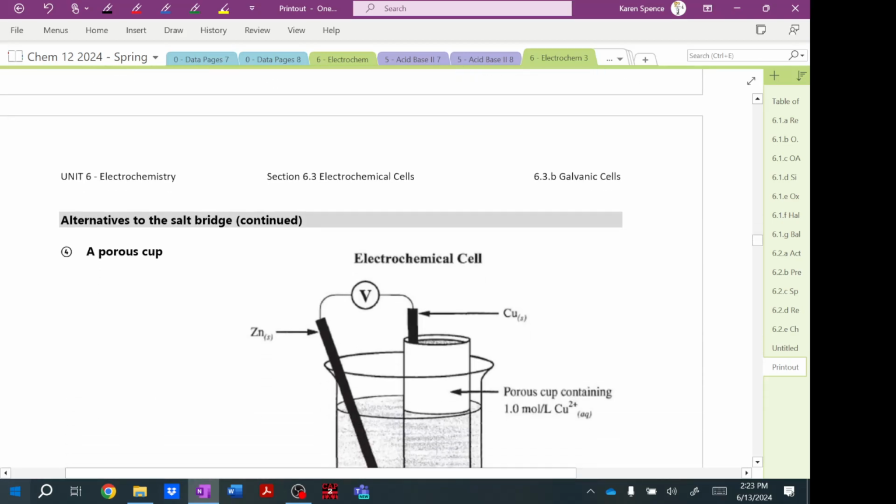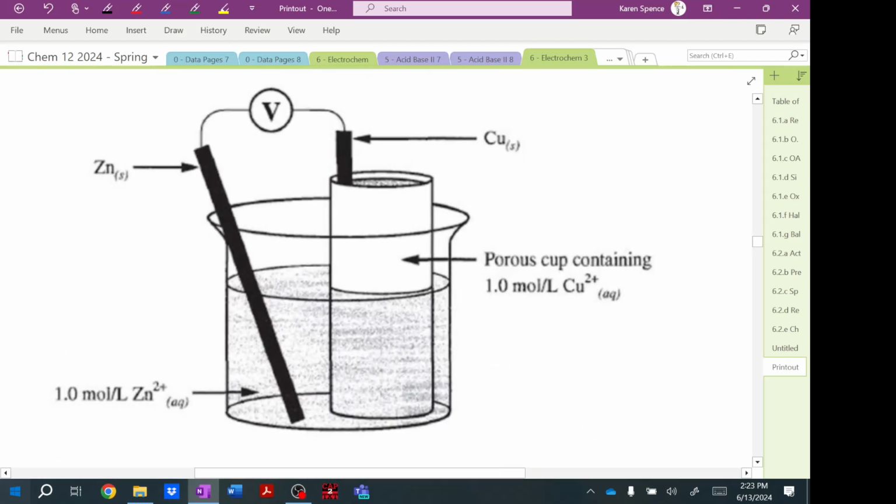What else could we use? We could also use a porous cup. So over here, we would have a half cell. The whole thing would be made of that porous material, like some sort of clay, where the ions could eventually move through it. So we would have a half cell in that porous cup. Ions could flow through that porous cup from one half cell to the other half cell.